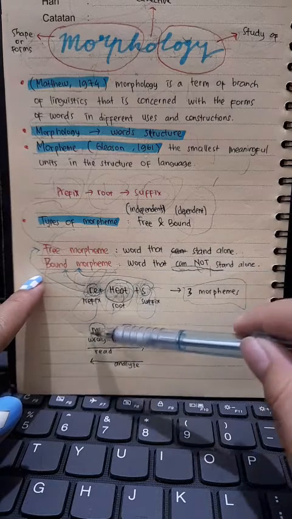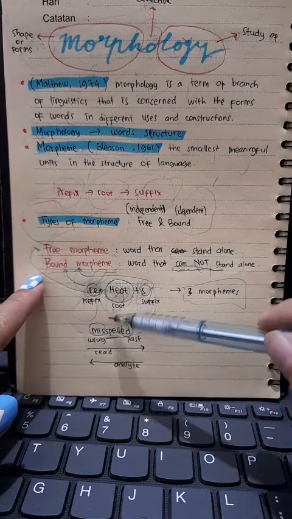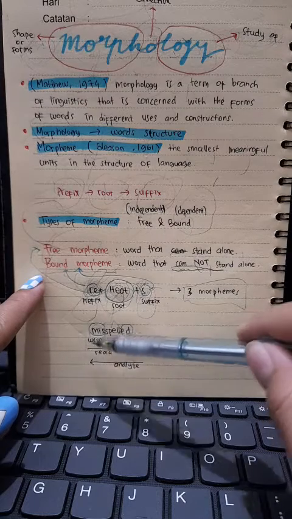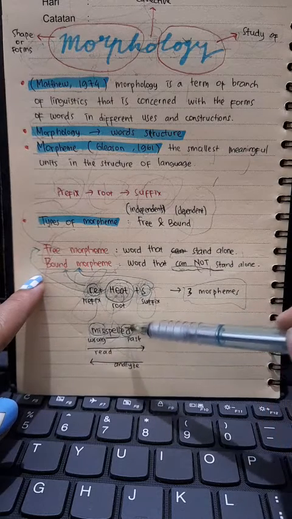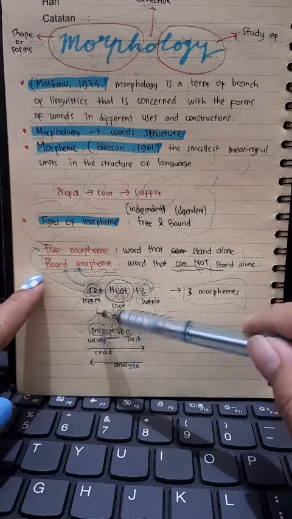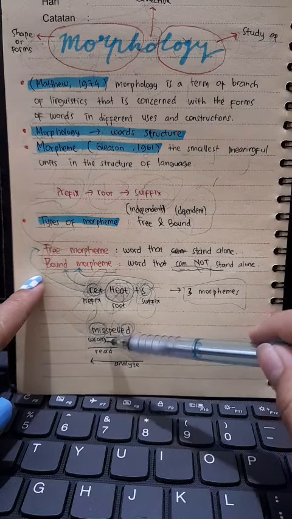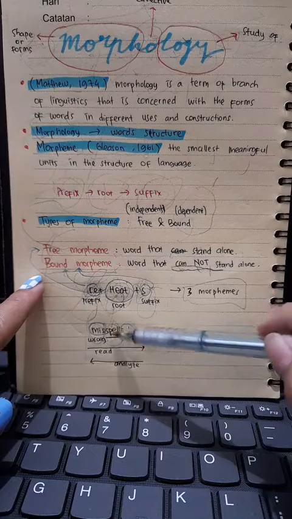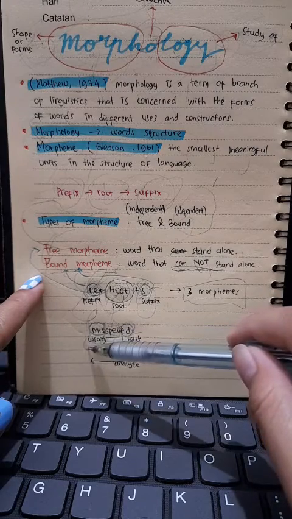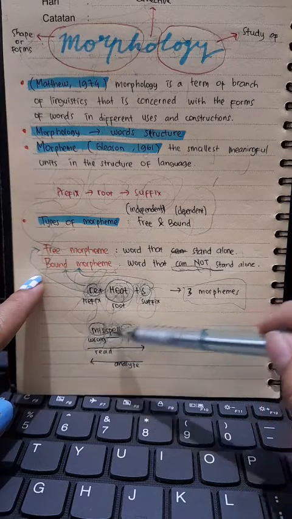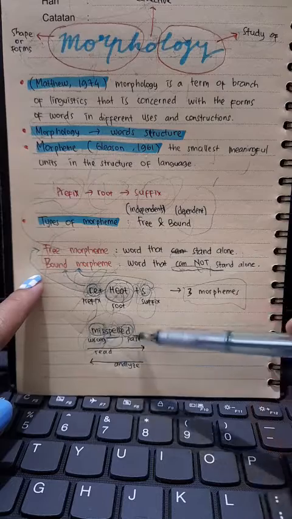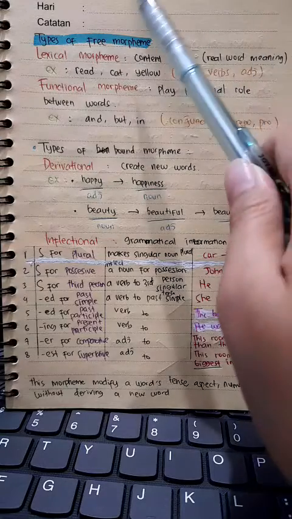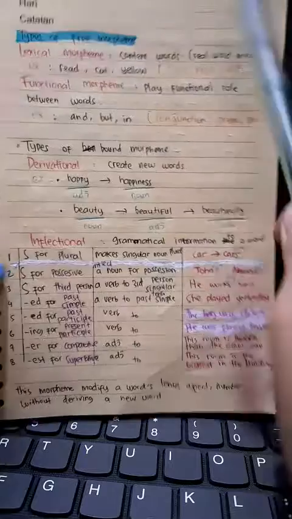Another example, we have misspelled. The word here is spell, and we added mis as the prefix and ed as the suffix. Mis has the meaning wrong, and ed is past, so we spell it the wrong way, but in the past, so misspelled. So let's move to another explanation.